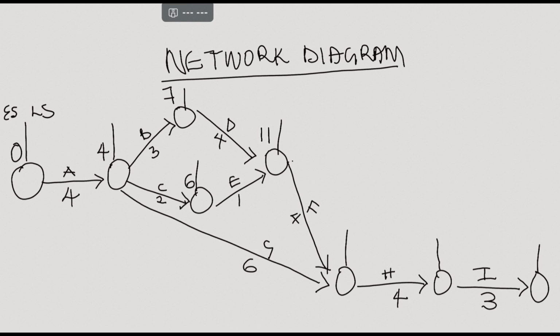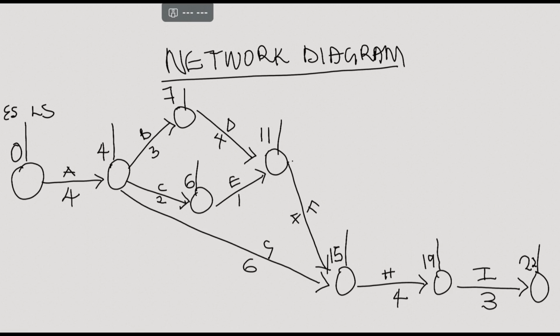And you come here, 4 plus 6 is 10. But if you come here, F precedes H, so 4 plus 6 is 10. You just keep that in mind. 11 plus 4 is 15. So 15 is higher. So when you're doing your forward computation, you use the one that is higher. That is when you're finding your earliest starting time, which is 15 instead of 10. 15 plus 4 is 19. 19 plus 3 is 22.